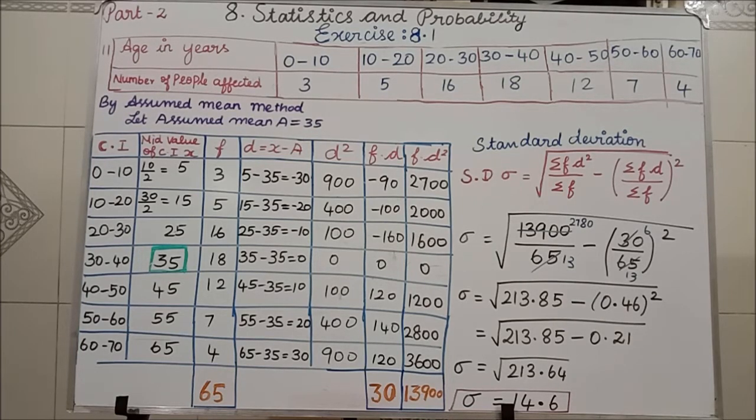If you see in part 1, we have completed exercise 8.1 problems 1 to 10. And we have learned there how to calculate the standard deviation, what is the variance formula, and what is the standard deviation of n natural numbers. All the formulas we have learned in part 1 video itself. Now in this part 2, we will start with the 11th question.